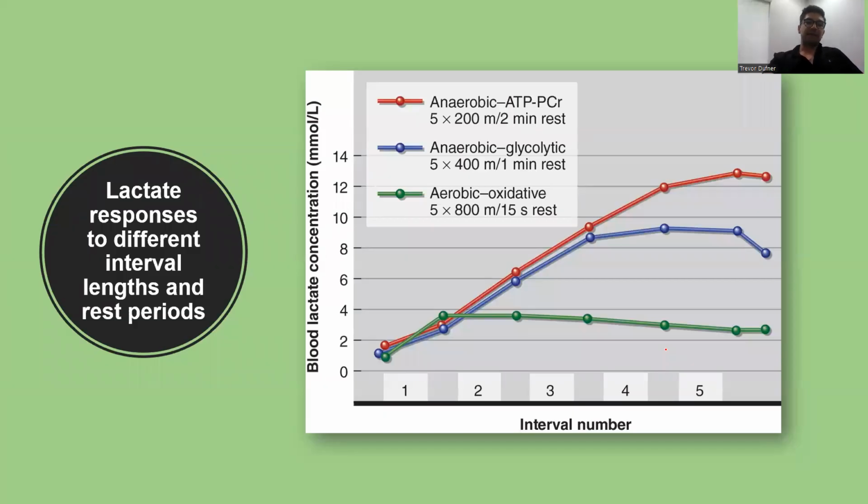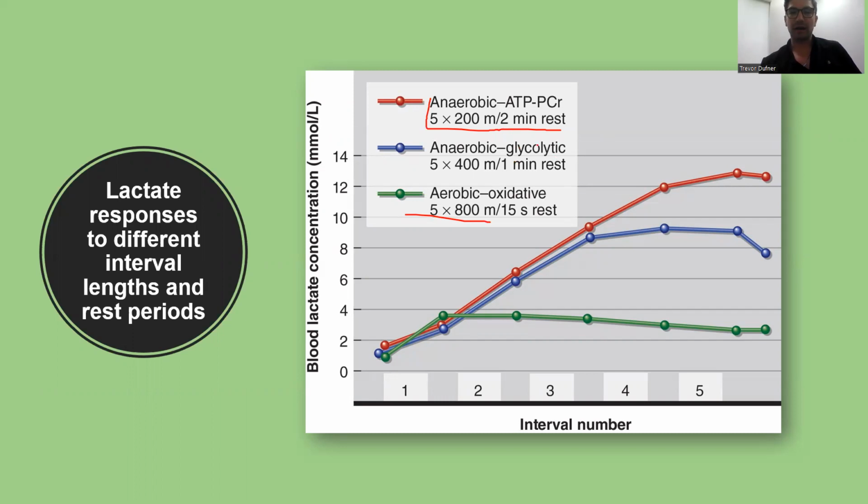So this is the lactate response to different interval lengths and rest periods. In an anaerobic interval training session of 5 by 200s with 2-minute rest, even though you're having longer rest than in aerobic training, because the exercise is more anaerobic in nature, you're going to have greater lactate and acidosis accumulation because you're utilizing more glycolysis for this fast-paced exercise, which means more negative metabolic outcomes, specifically acidosis.